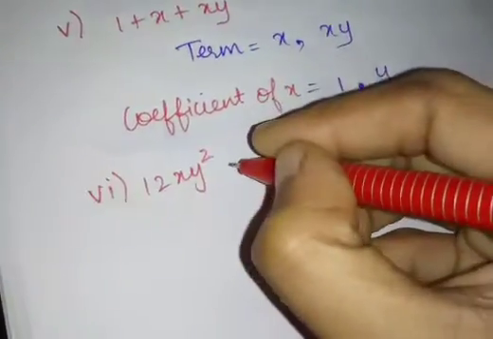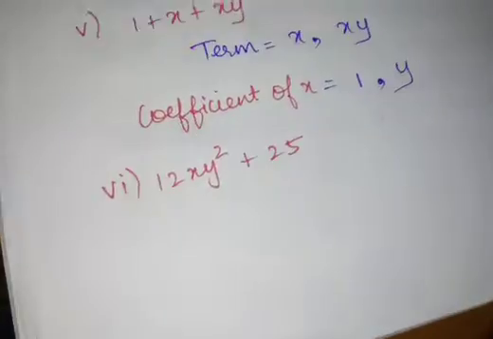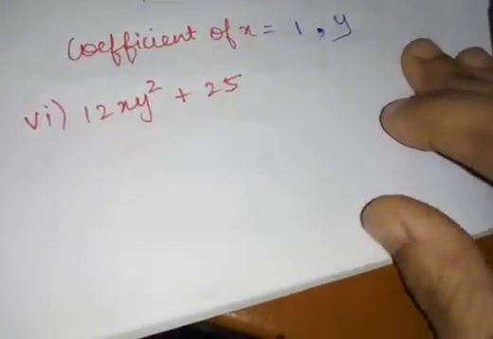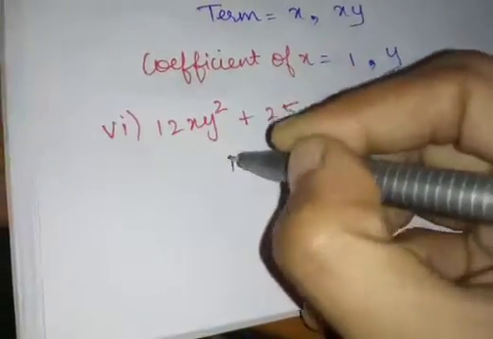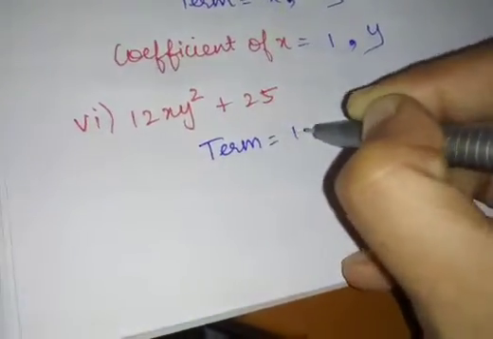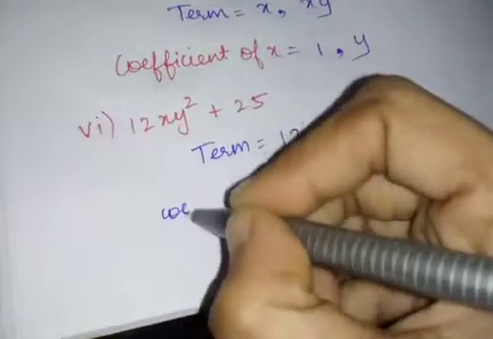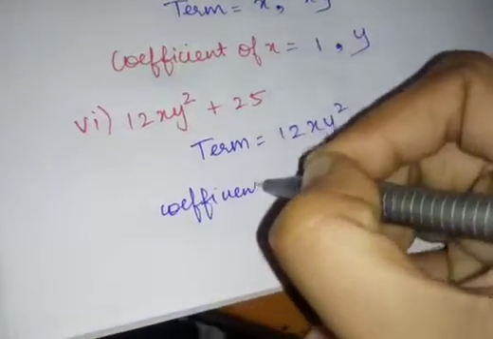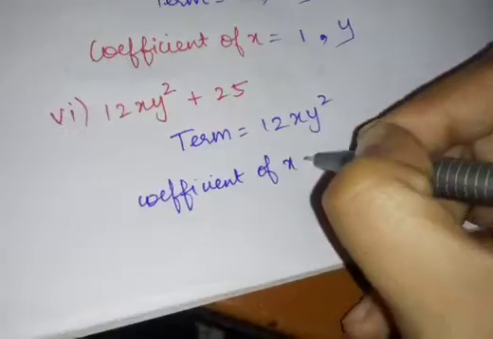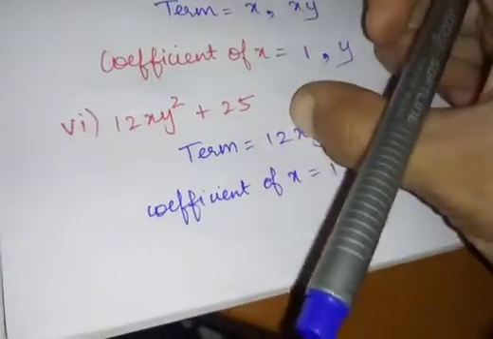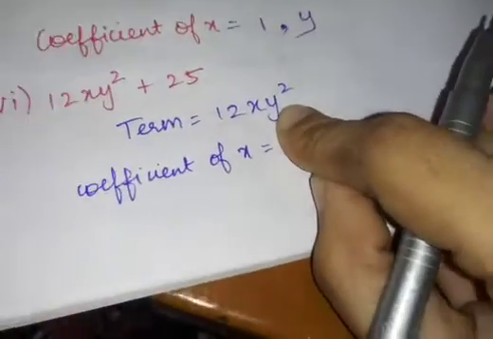12xy square plus 25. Yes. So what are the terms here you will include? 12xy square. Now what is the coefficient of x here? Coefficient of x is equal to 12y square. You will not include this x but 12y square. Okay.